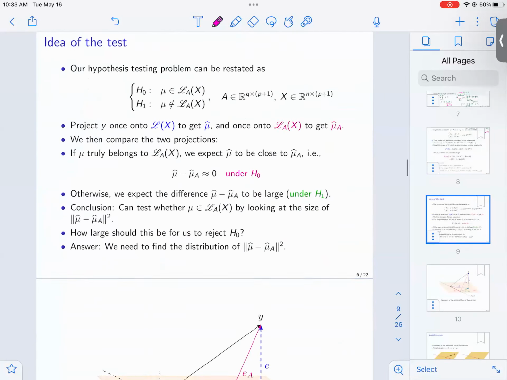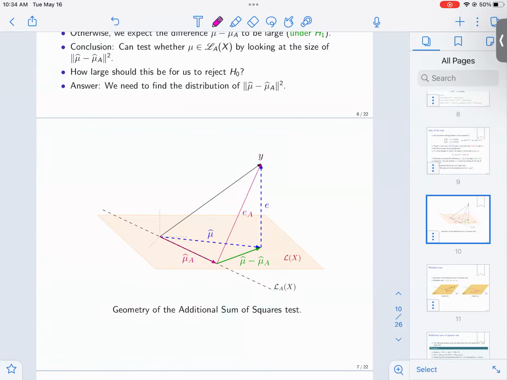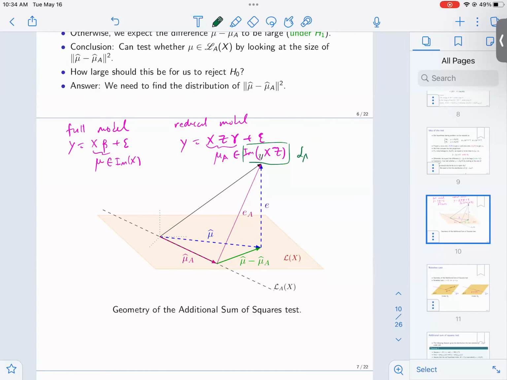So what happens is that we have this geometric picture, which tells you what is going on. Full model: y is x beta plus epsilon. Reduced model: y is x z gamma plus epsilon. So this is mu of A. We should change the notation later. This is mu, which is in the image of x. This is in the image of xz, which is what your book calls, and in this slide, LA of x. It's not a good notation. And this is also L of x in your book. L of x is just the image of x. And it's not hard to see the image of xz sits inside it.